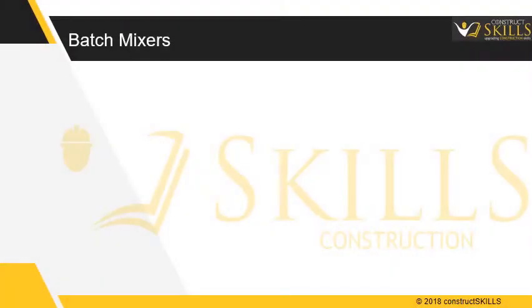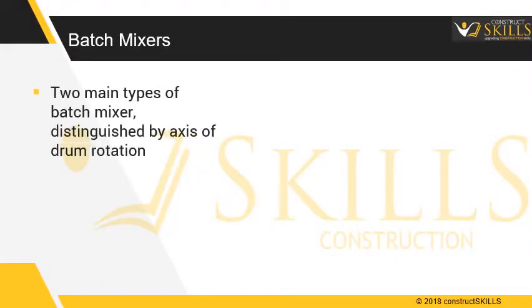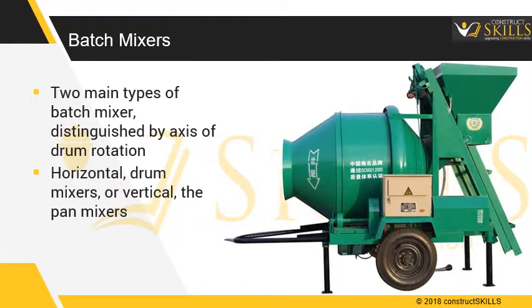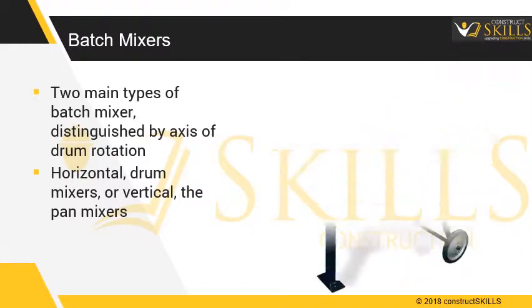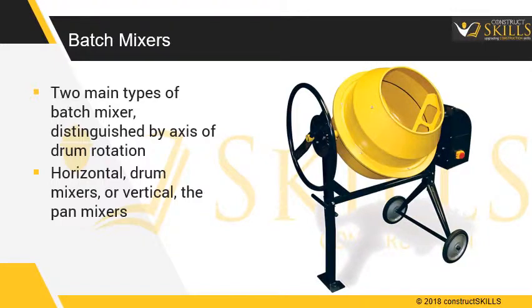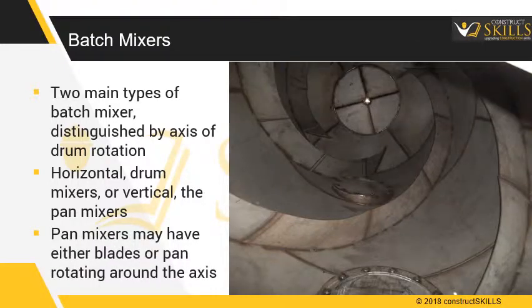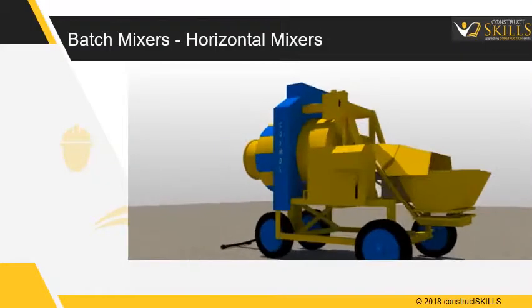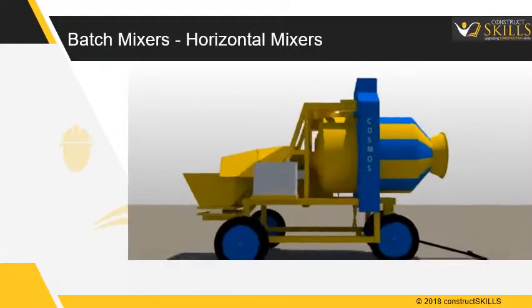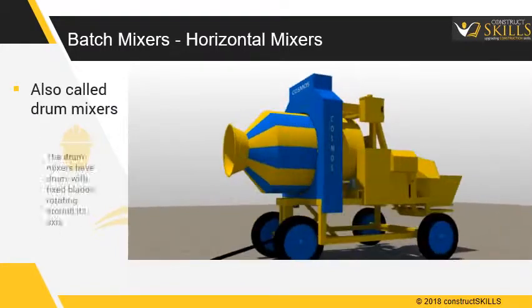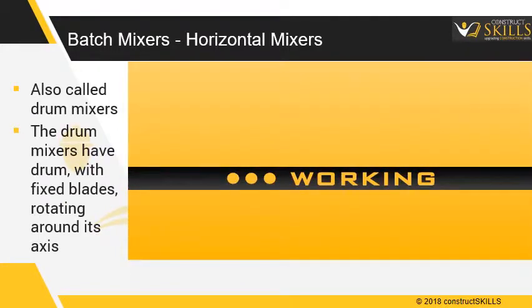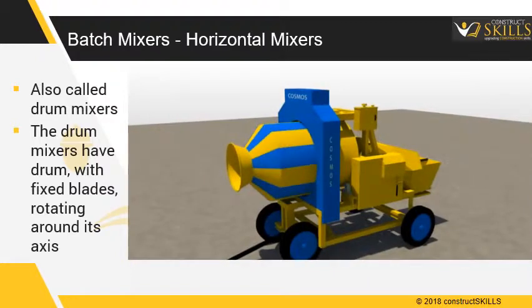Batch mixers. There are 2 main types of batch mixer, distinguished by the axis of rotation of the drum: horizontal, the drum mixers, or vertical, the pan mixers. The pan mixers may have either the blades or the pan rotating around the axis. Batch mixers, horizontal mixers, are also called drum mixers. The drum mixers have a drum, with fixed blades, rotating around its axis.